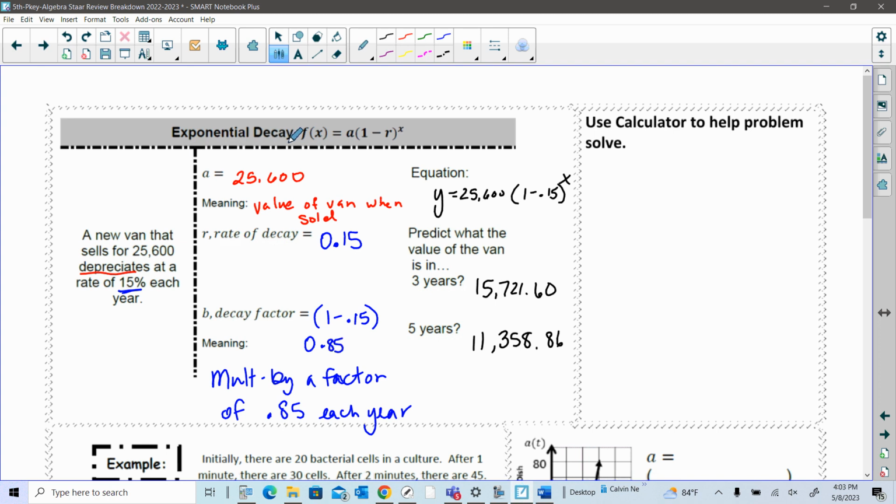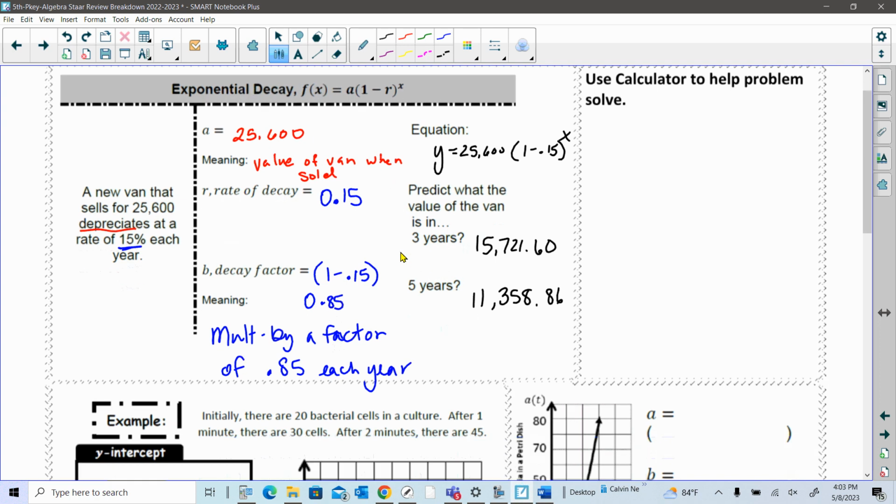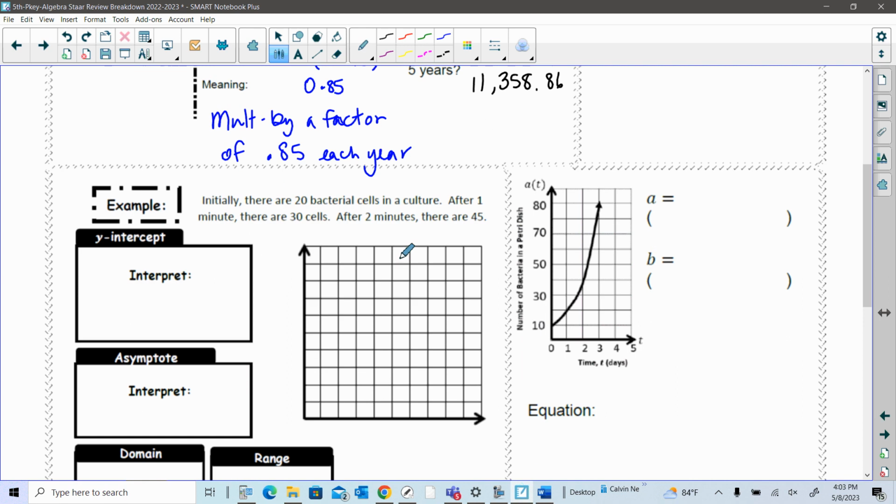Okay. All right, so you might have a word problem asking you to come up with these values, come up with the equation, versus when it's an exponential growth versus decay. So you do need to know those key information.